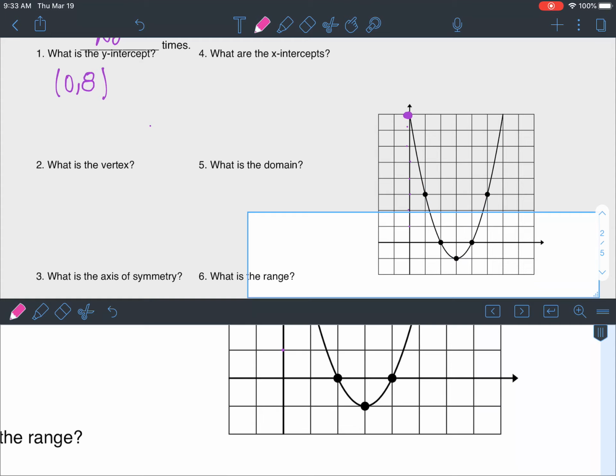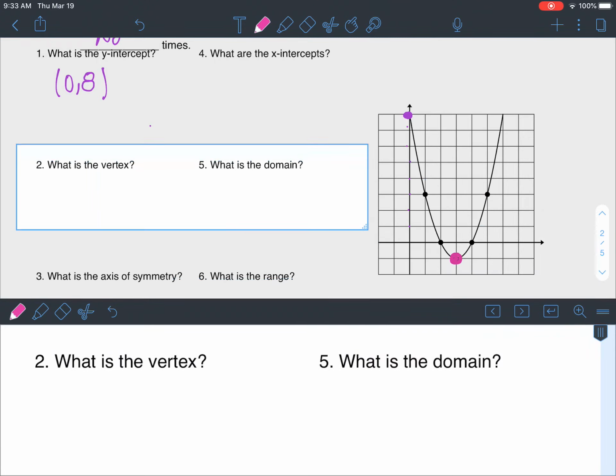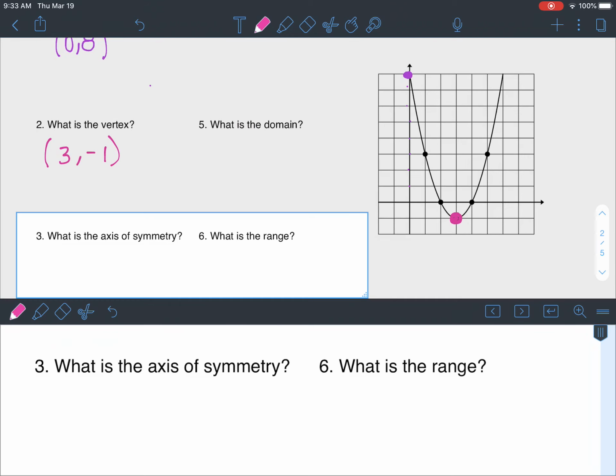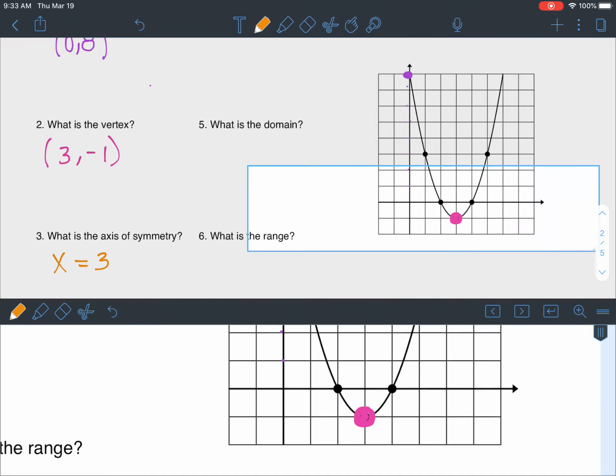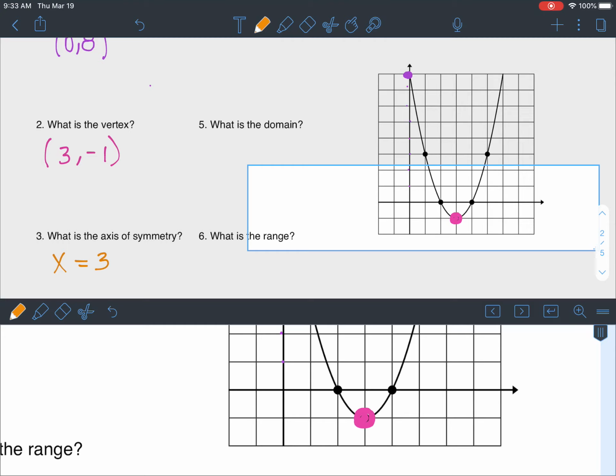And then we're going to identify what is the vertex. So we're going to come down here and find our lowest point, our turning point of the graph, and that's this point right here, which happens to be positive 1, 2, 3, negative 1. So 3, negative 1 is our vertex. Remember, I said that the axis of symmetry was whatever the x value of the vertex was. So our axis of symmetry is going to be x equals 3. So if we come back over to the graph, that's going to be this line right here, if I can draw it.